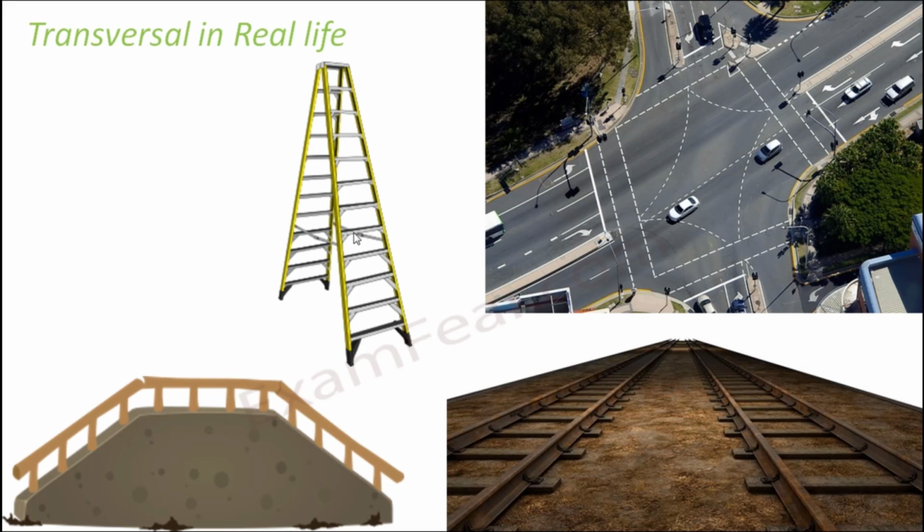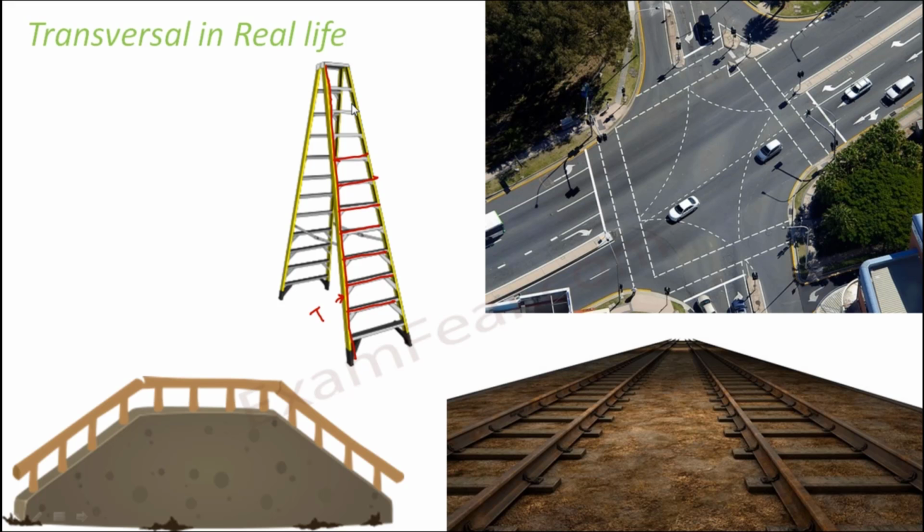When you look at the ladder, you see that the steps of the ladder are just like parallel lines. They are all parallel to each other. And when you look at this rod of the ladder, it is like a transversal, which is intersecting these multiple parallel lines. So this one is like the transversal and these are like the parallel lines. So that's one transversal that you would have seen.